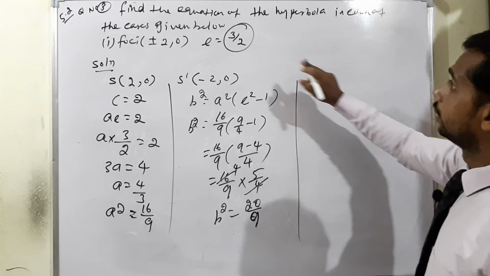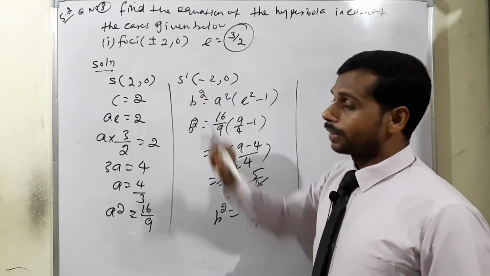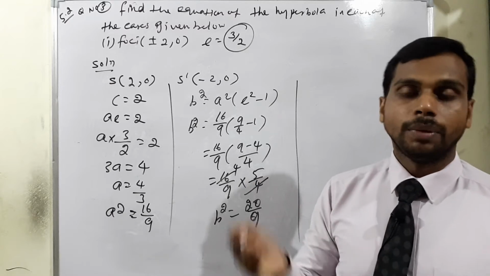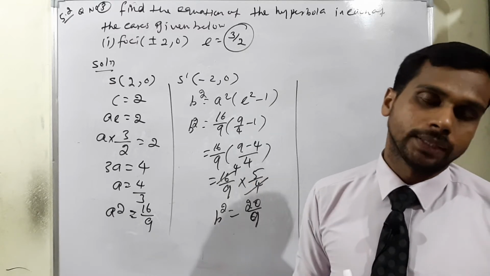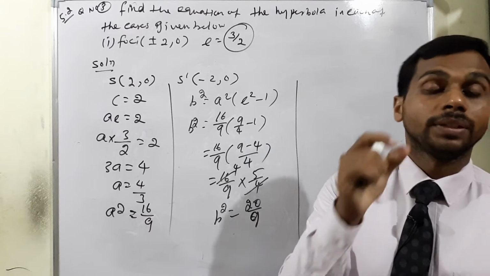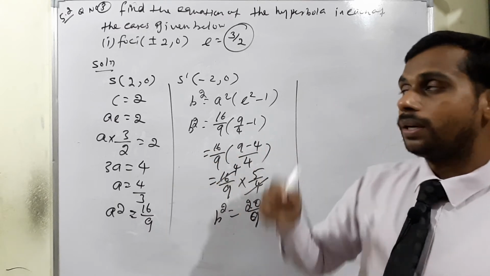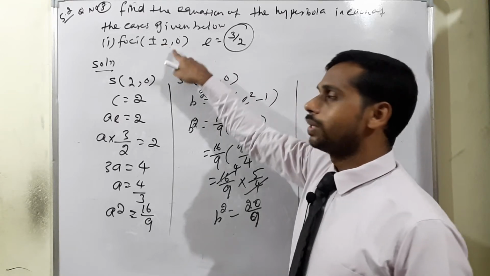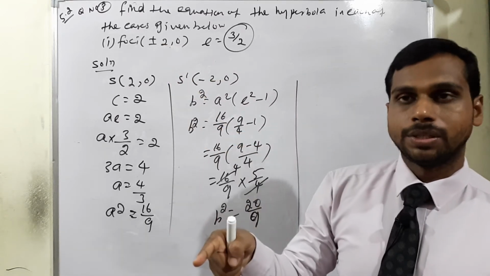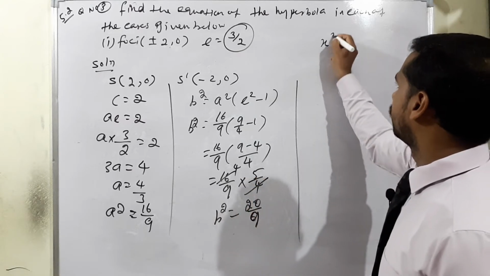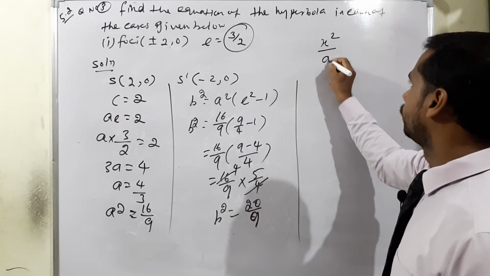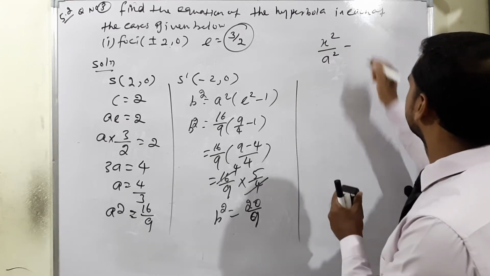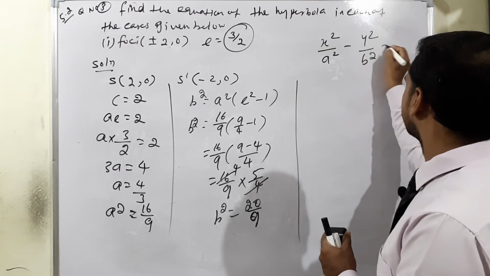Look at this, this is actually the transverse axis, isn't it? In an ellipse, plus or minus 2 comma 0 means simply we can say the major axis is along the x axis, y value will be 0. But here the transverse axis is plus or minus 2 comma 0, y is 0, so we have to consider the x axis. That's why we can write it directly. What is the main term? Equation of hyperbola: x square by a square minus y square by b square is equal to 1.